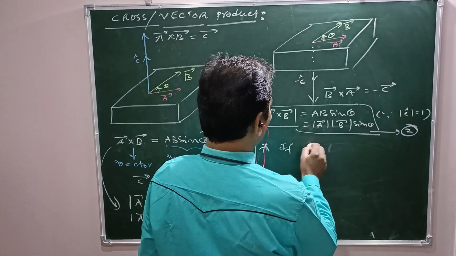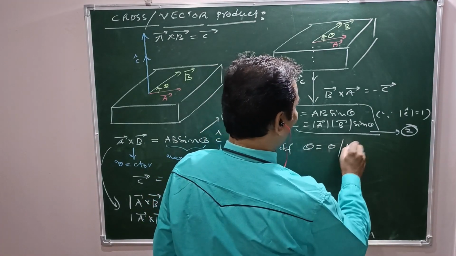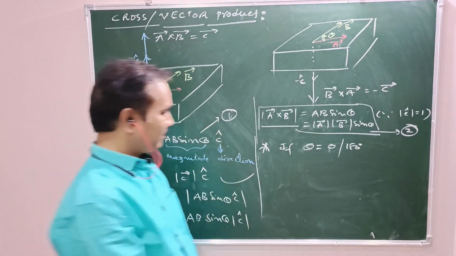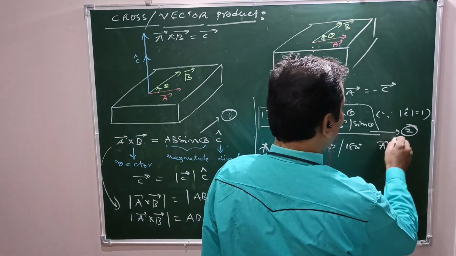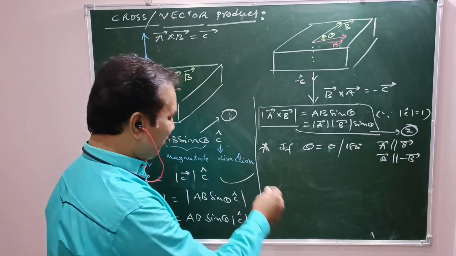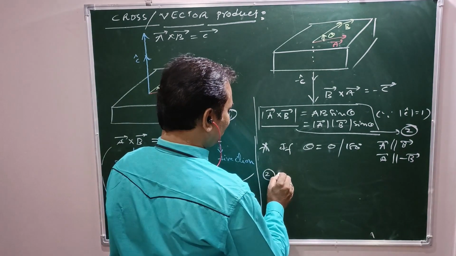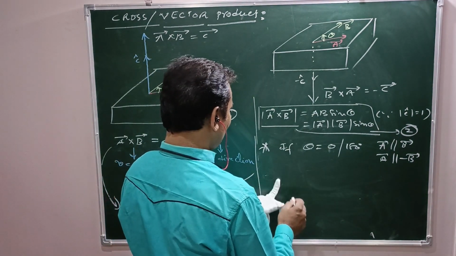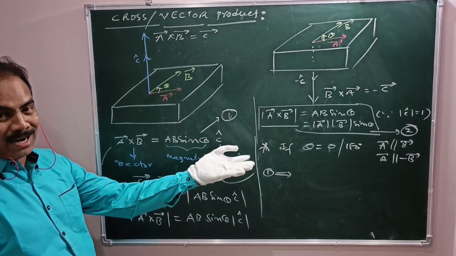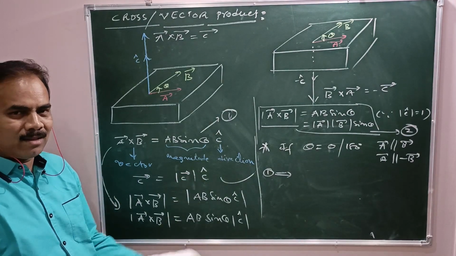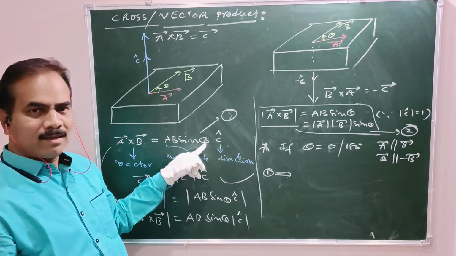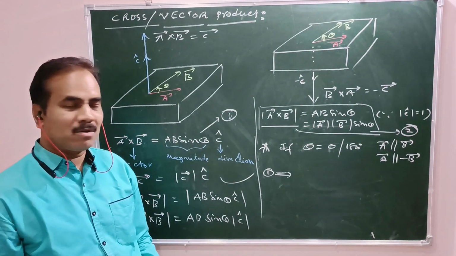Let us see if theta is equal to 0 or 180, that is, A bar and B bar are parallel to each other or anti-parallel to each other. If they are parallel, theta is 0. If they are anti-parallel, theta is 180. In both cases, sin theta vanishes, because sin 0 is 0 and sin 180 is also 0.